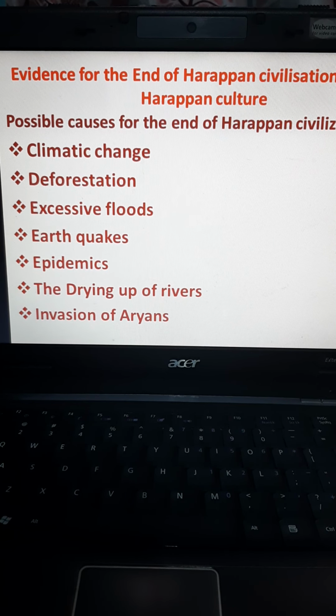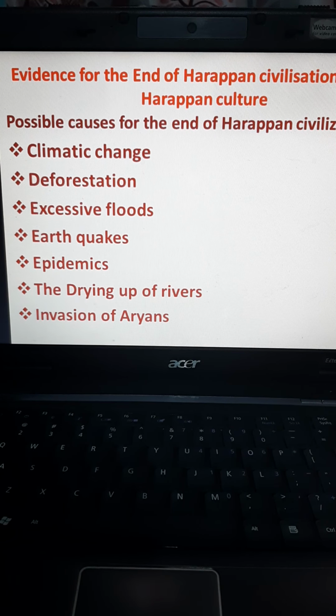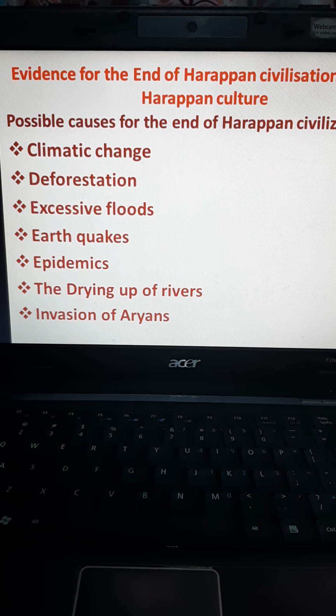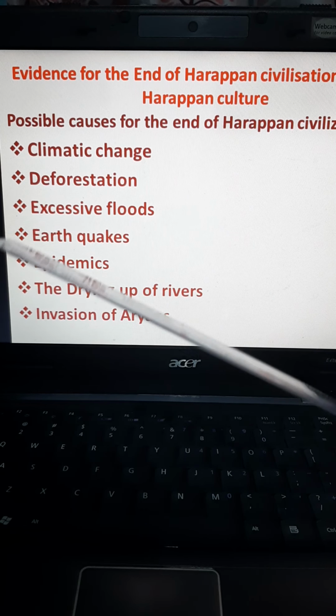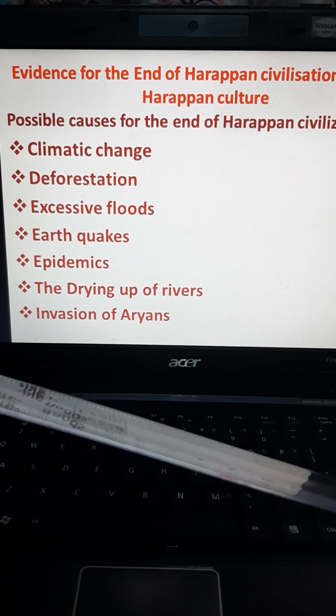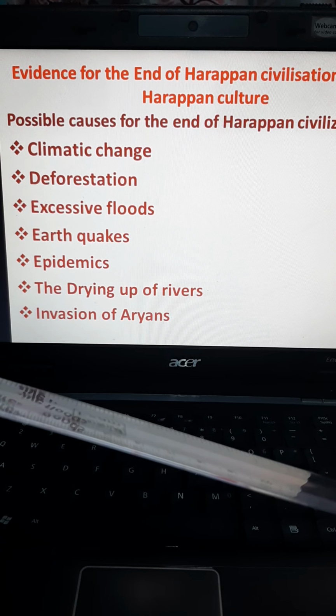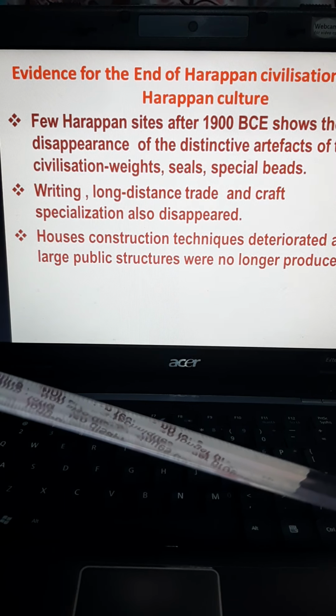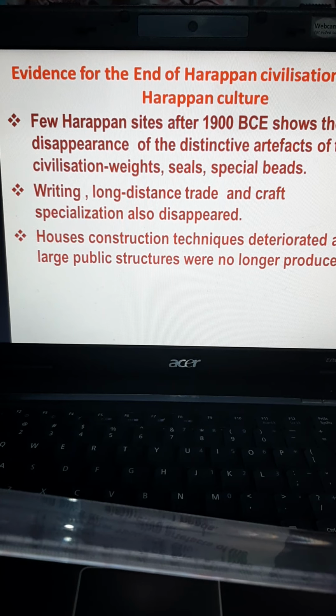Now, regarding the invention of the iron, R. E. M. Wheeler suggested that the invasion by the Aryans has also led to the end of the Harappan civilization. Indra, the Aryan war god, who is mentioned in the Rig Veda, was also one who provides us evidence for the end of the Harappan civilizations. So these are the evidence which led to the end of the Harappan civilization. These were the possible causes.